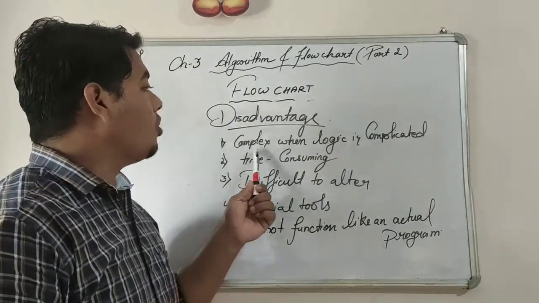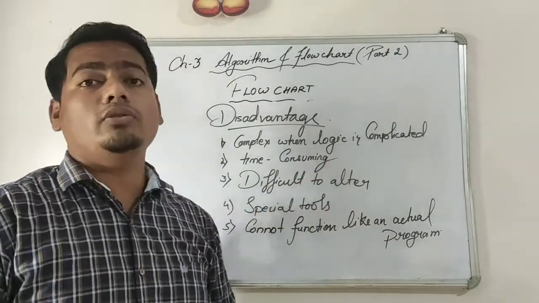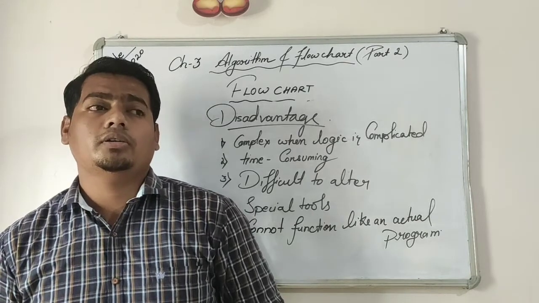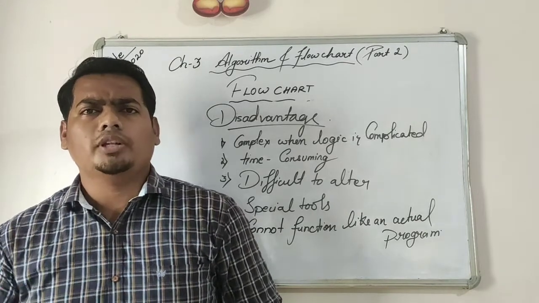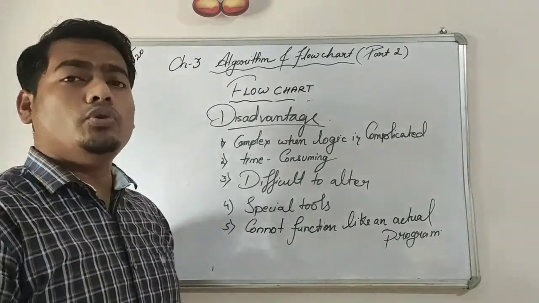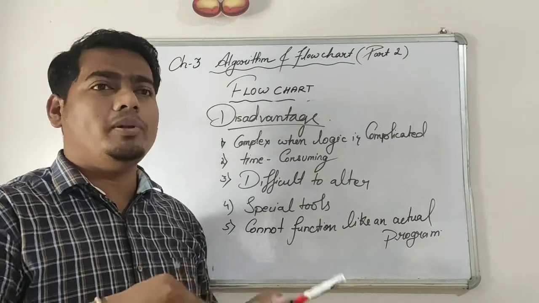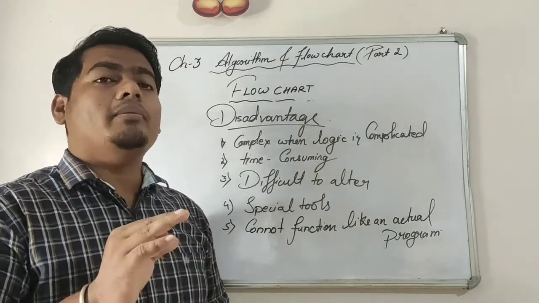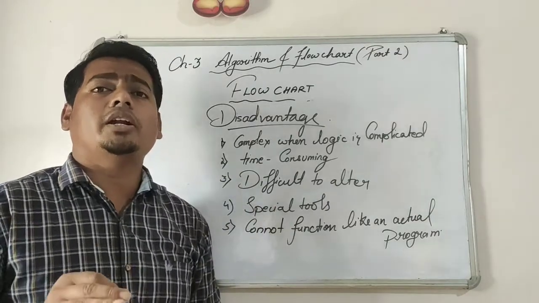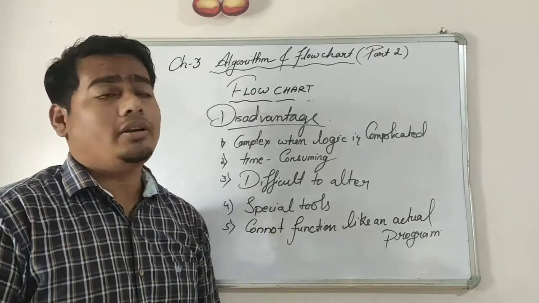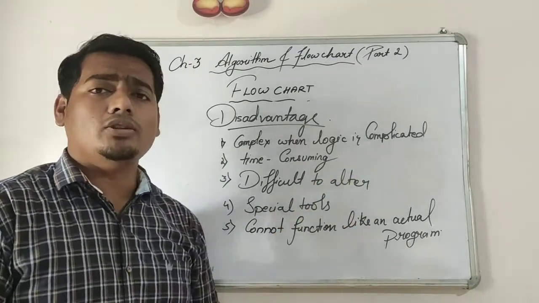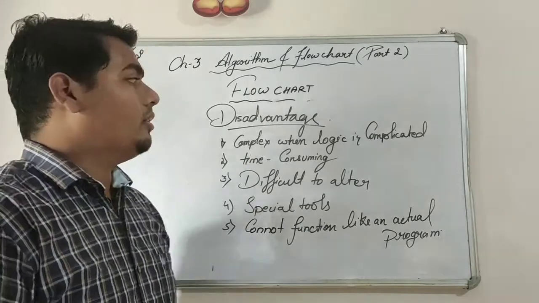The first disadvantage is that it is complex when the logic is complicated. When you are asked a complicated, tricky question, to prepare the flowchart you have to use so many boxes and so many arrows, and there will be complication. At that time the flowchart is a little difficult to understand when the logic is complicated. When the logic is normal, it will be okay.